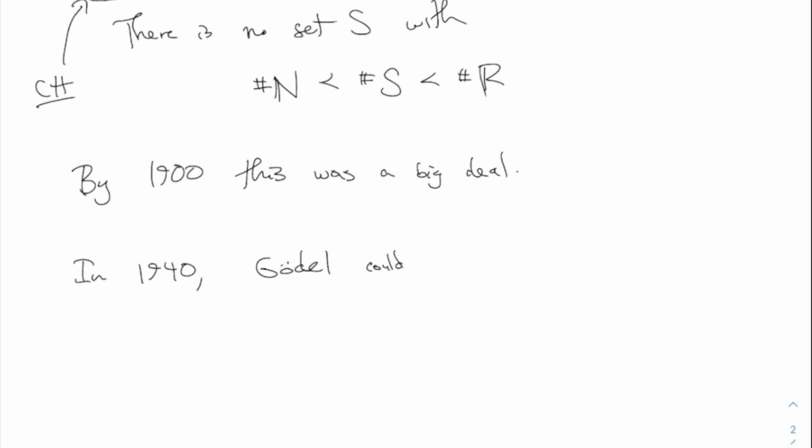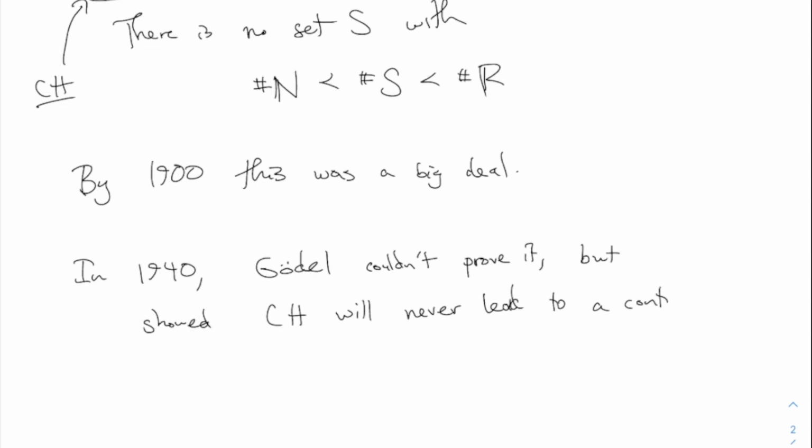Everyone was trying to prove it or disprove it. Prove it means you demonstrate there can be no set in the middle. Disproof would be you just come up with a set which is in the middle. Anyway, Gödel couldn't prove it, but this is the weird part. Gödel showed that the continuum hypothesis will never lead to a contradiction in set theory.